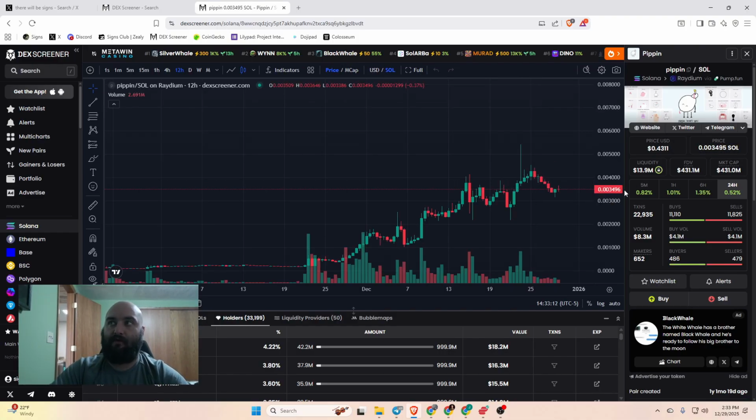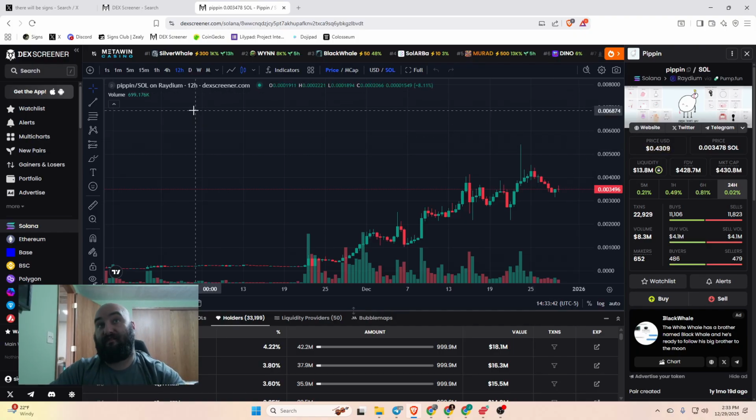So what we're looking at here is this current price of 0.003479. That is how many Solana make up one Pippin. So one Pippin is worth 0.003478 Solana. Okay. So if you're providing a full range liquidity pool, your capital is being used from down here at 0 all the way up to infinity, you could say.